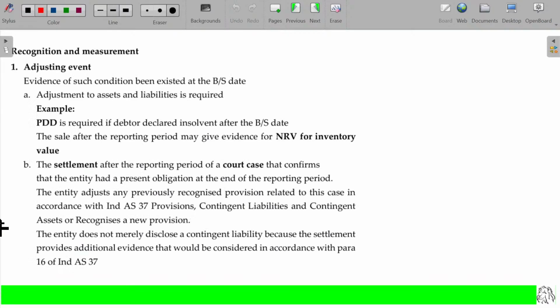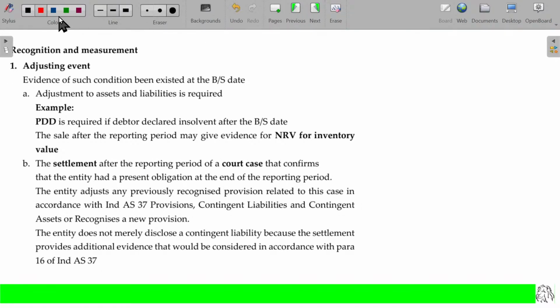Okay. Now, adjusting events: recognition and measurement of the adjusting event. Especially PDD, predominantly an adjusting event. Provision for doubtful debts, right? As well as NRV for inventory. These two are going to be adjusted. Cost or NRV, whichever is lower. If there is a loss, that loss should always be adjusted.